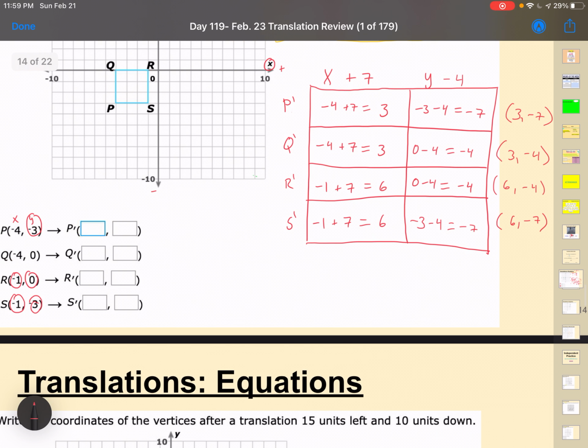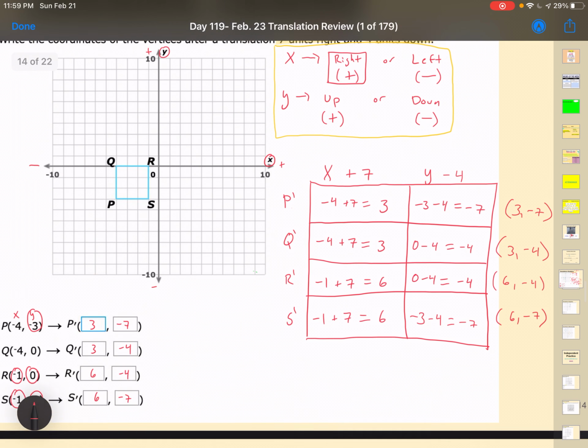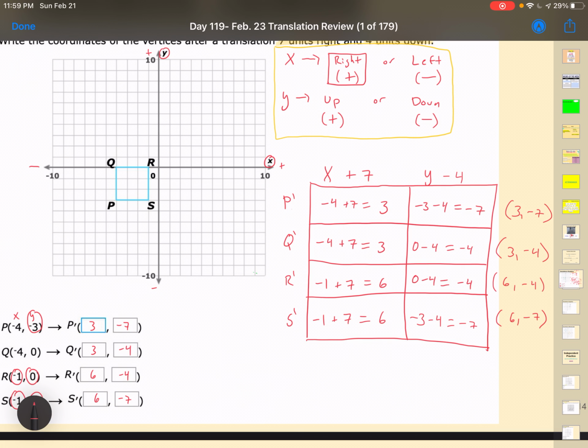So now I'm just going to move those numbers over. 3, negative 7 for P prime. Q prime was 3, negative 4. R prime was 6, negative 4. And S prime was 6, negative 7. Now I'm going to plot these on the graph so you can see what a translation does to this shape. My first point is going to be 3, negative 7. So go to the 3 on the x, go down to the 7 on the y.